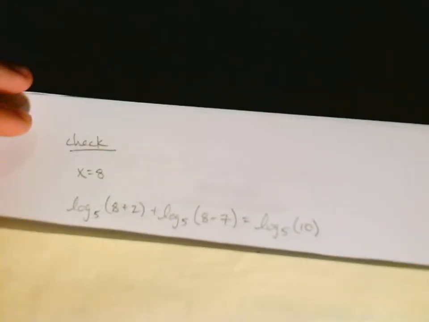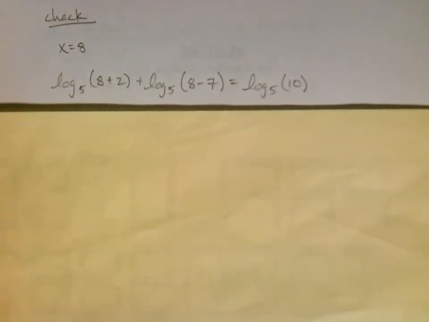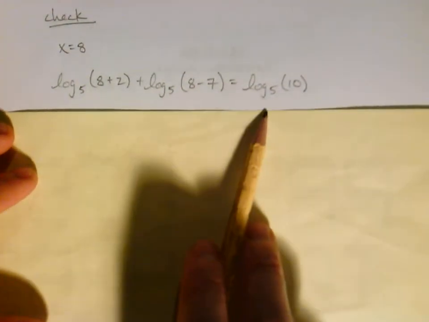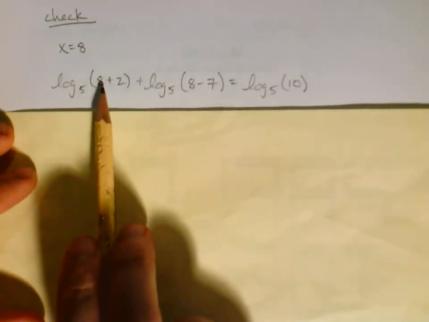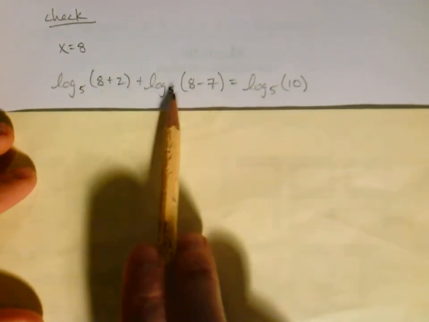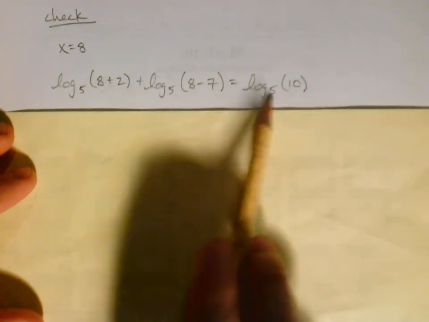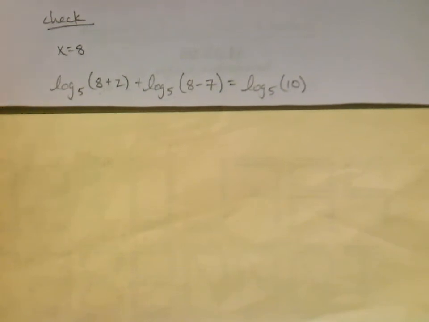Okay, here's what we're going to do. We're going to take those two answers one at a time, and we're going to plug them back into the original statement. So let's start with x equals 8. My original problem I was given had this. Of course, there was an x there and an x there. So I put in 8, the log of 8 plus 2 base 5 plus the log of 8 minus 7 base 5 equals the log of 10 base 5, plugging the 8 in for the x's in the original problem.